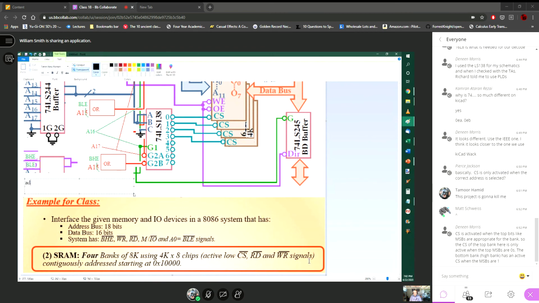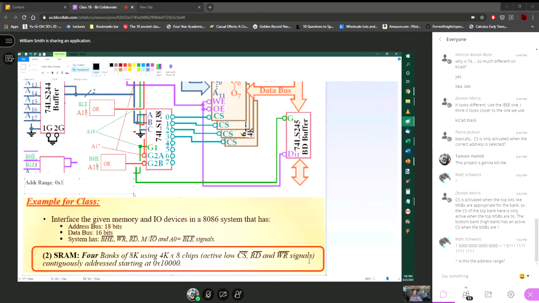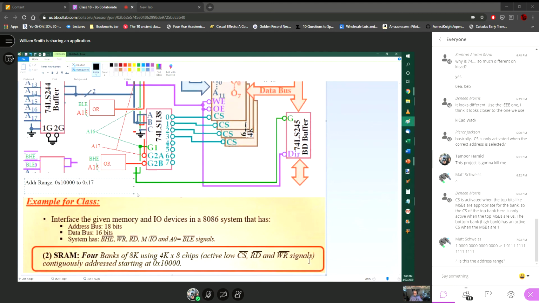Address range for this one. ADDR range. Yeah, I think that's right. It's going to go from, but I'm going to do it in hexadecimal, 0x1234 to 0x17FFF. That's the address range for this particular design.